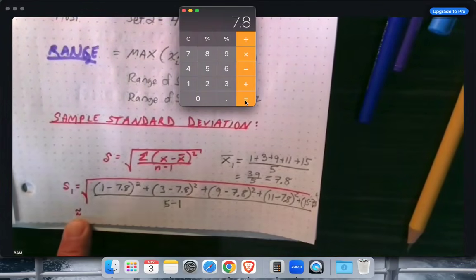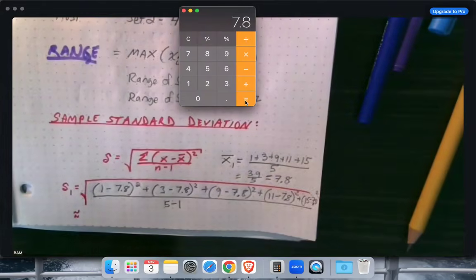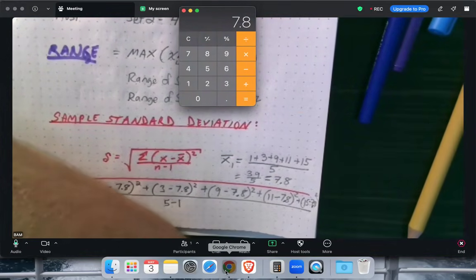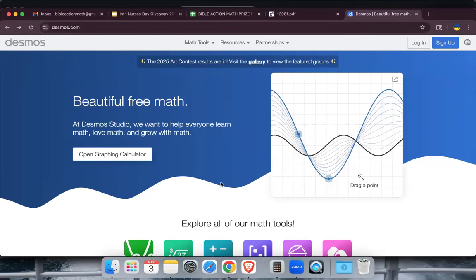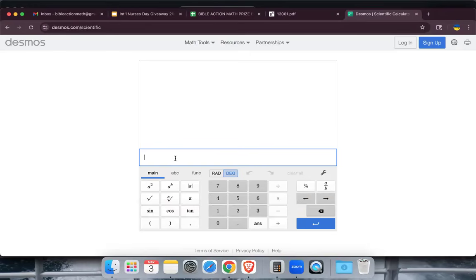So I put the wiggles because I'm going to round my answer to the tenths place, which is 1 decimal place. I already have work, so I'm going to finish this on Desmos. Just the scientific part. So square root, and then divided by 5 minus 1 down there.